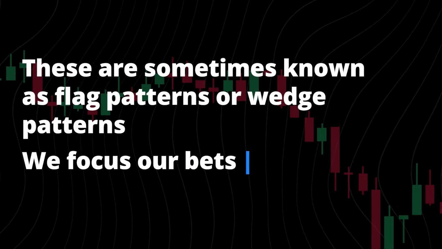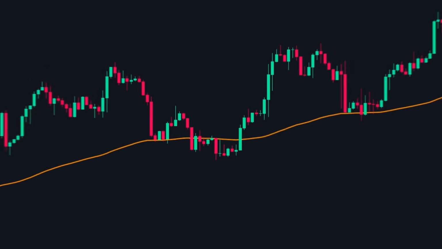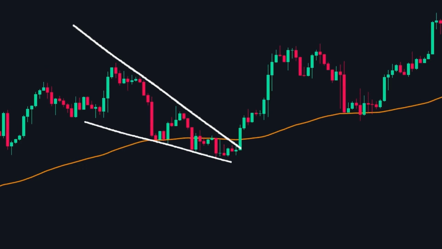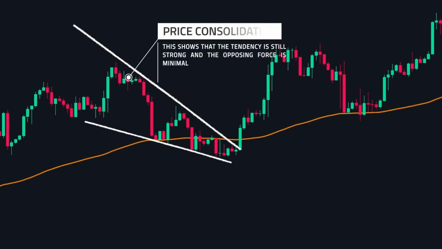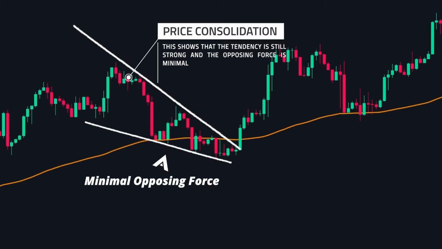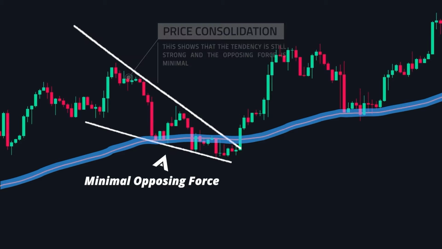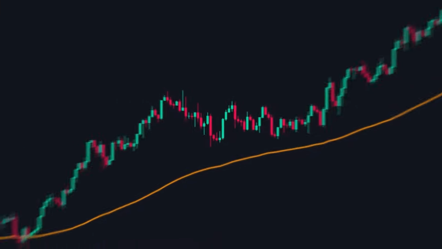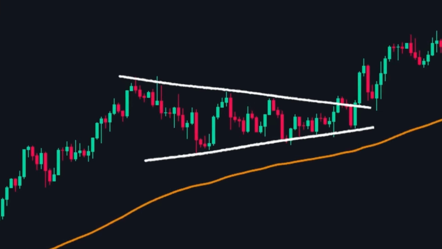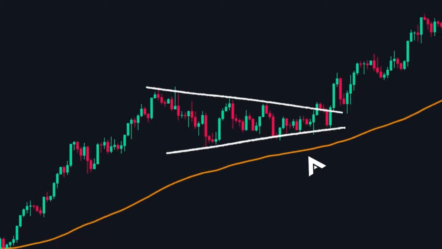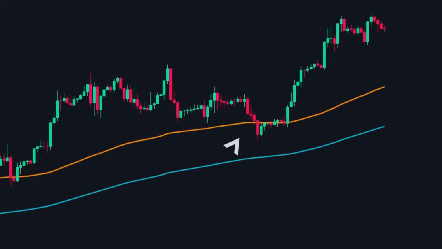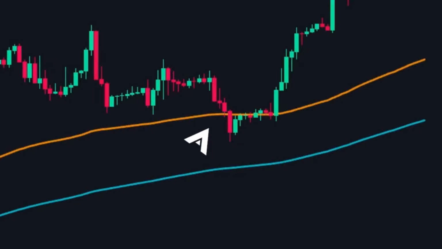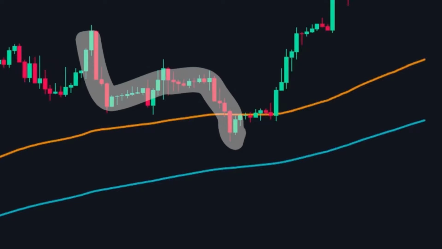We focus our bets on these weak pullbacks, expecting the price to consolidate during the downtrend. This shows that the trend is still strong and the opposing force is minimal. We want the price to pull down to the 100 EMA, resulting in this consolidation pattern. In rare circumstances, the price may form this pattern but not approach the 100 EMA. We will not trade such patterns. We need the price to get very near to the 100 EMA, resulting in an obvious consolidation pattern.